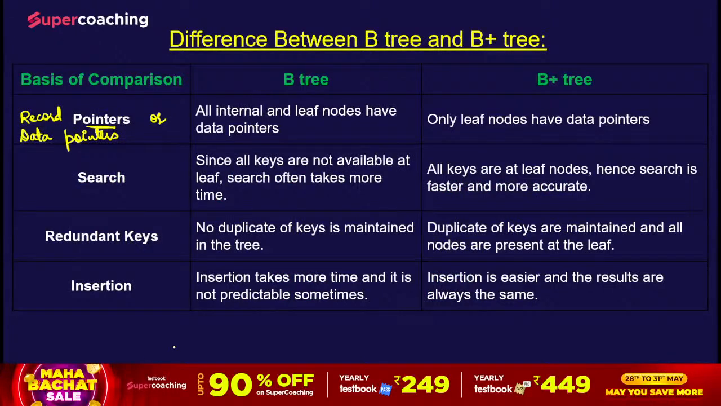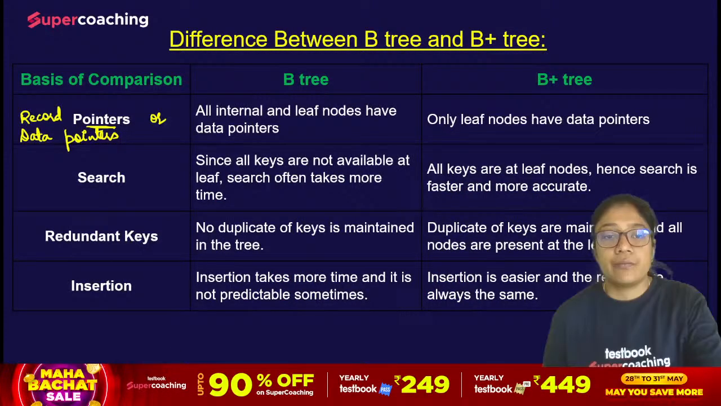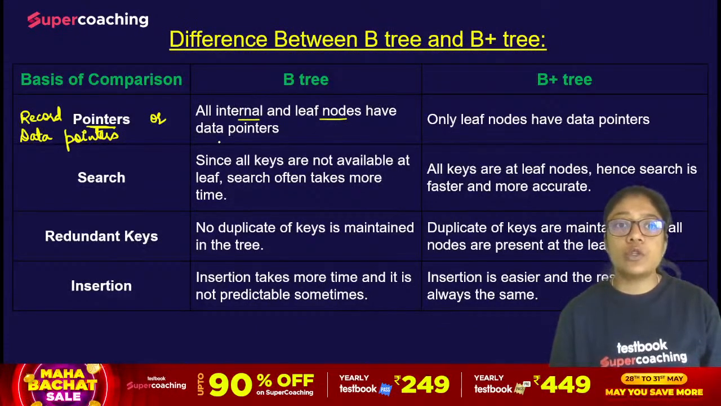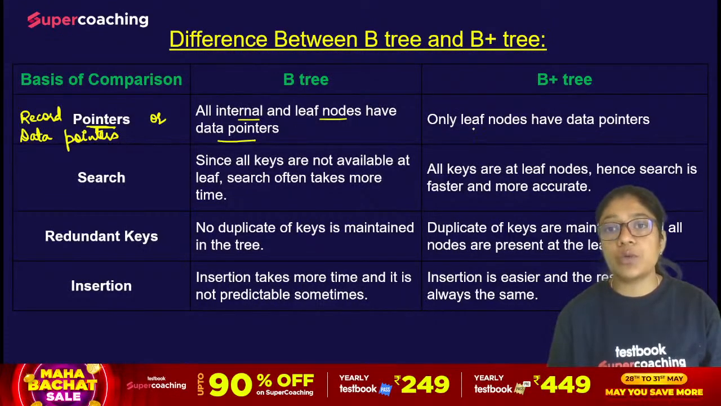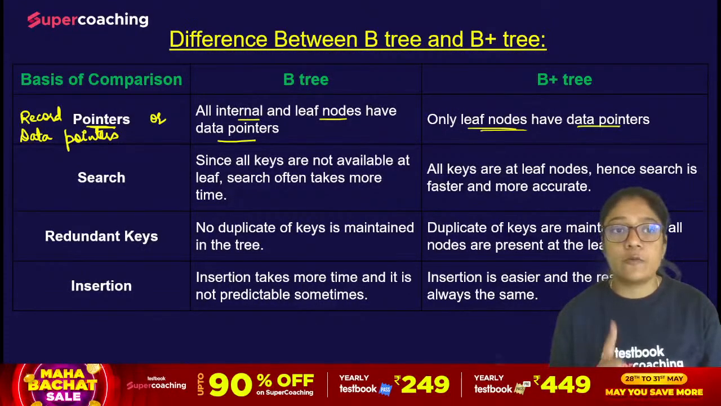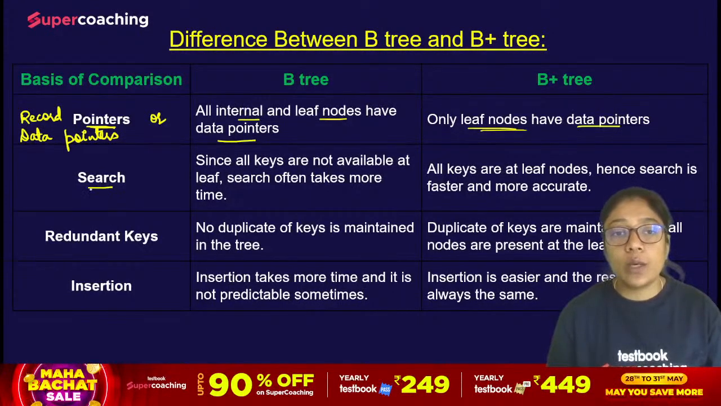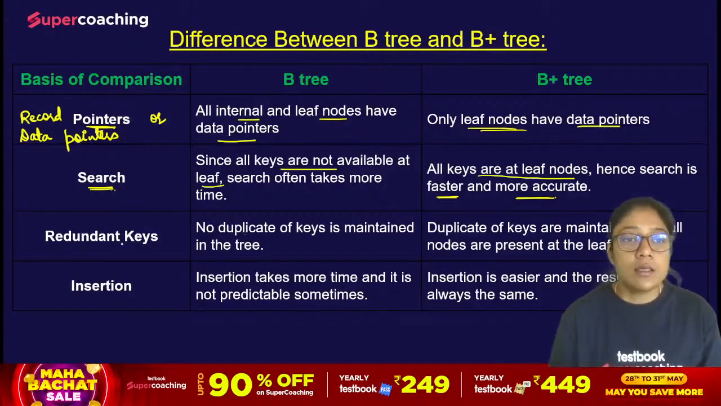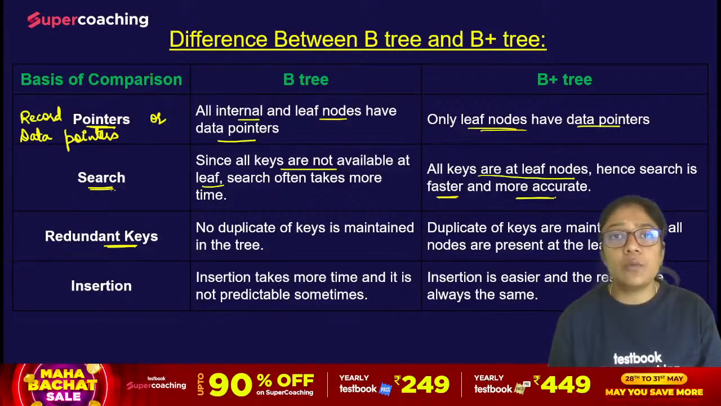Okay. So here comes the first point. In internal or leaf nodes में data pointer होगा, whereas in case of B plus tree, only the leaf nodes will be having the data pointers. First and the major difference. Second one is when we have to search for the key, all the keys are not available at the leaf level. So search often takes more time as compared to B plus tree, whereas since in B plus tree all the keys are available at the leaf level, the search is faster as well as more accurate and reliable.